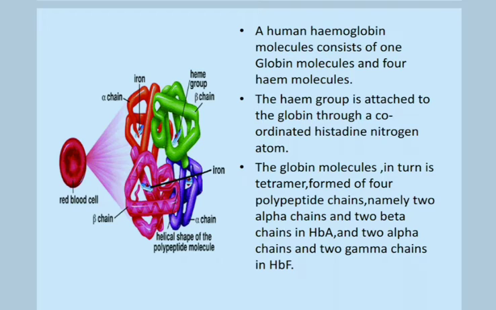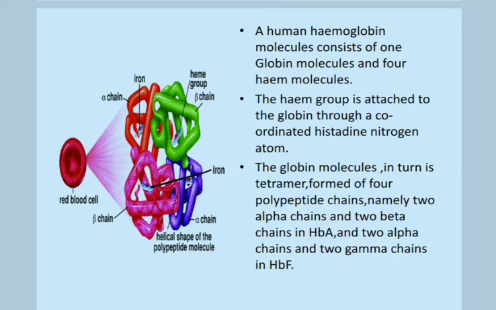In human hemoglobin A, there are two alpha chains and two beta chains, and two alpha chains and two gamma chains in HbF. This is the main difference between HbF and HbA. These chains remain linked with each other and also with the heme molecule through weak non-covalent bonds such as van der Waals forces, hydrogen bonds, salt linkages, and hydrophobic interactions, etc.